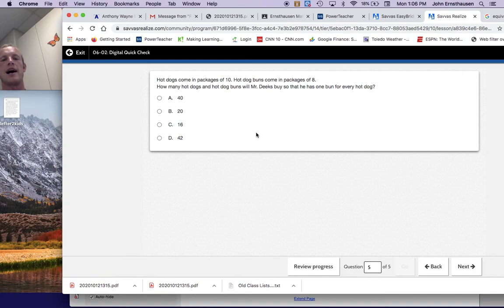And then question 5, hot dogs come in packs of 10, hot dog buns come in packs of 8. How many hot dogs and hot dog buns will Mr. Deeks buy? So he has 1 bun for every hot dog. A little trickier with the wording for this one, but it's the same concept. What you guys are going to be doing is finding the least common multiple, okay? So my suggestion is you pause my video, you complete your assignment, and then you come back for the rest of the assignment, which I'm going to go through here momentarily. Do great.